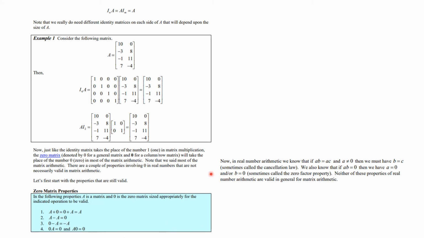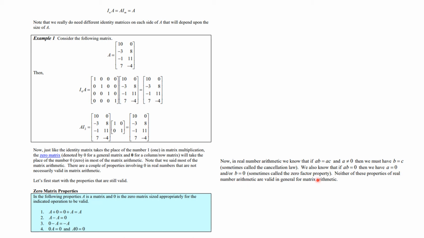But now, in real number arithmetic, we know if we have A times B equal to A times C, and A does not equal 0, we must have B equals C. Sometimes this is called a cancellation law, and you would say, oh, I'll just divide both sides by A. We also know in real numbers that if A times B equals 0, then we have to have A equals 0 or B equals 0.